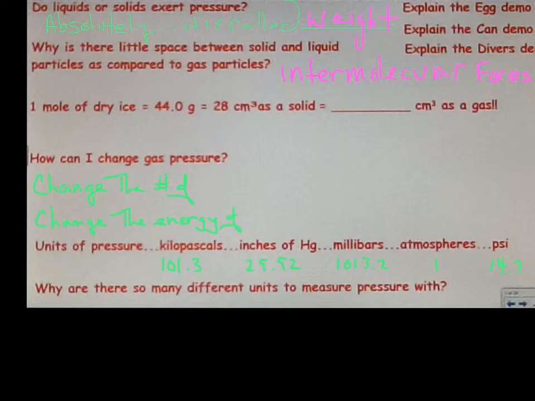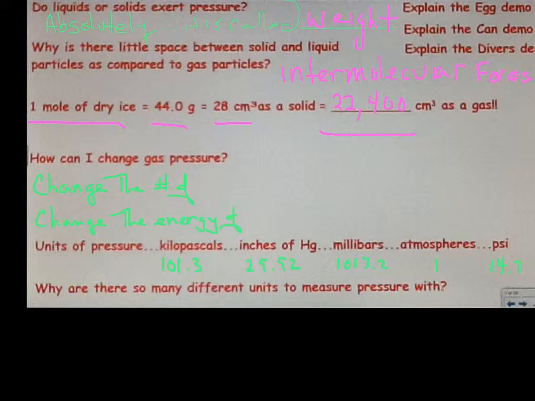For example, if I had 1 mole of dry ice, that would be 44 grams. It would be 28 cubic centimeters as a solid. As a gas, it is 22,400 cubic centimeters. So it occupies much more volume as a gas than it does as a solid.